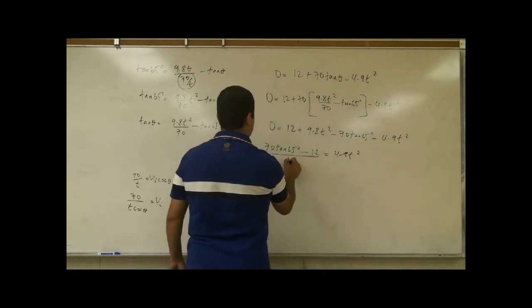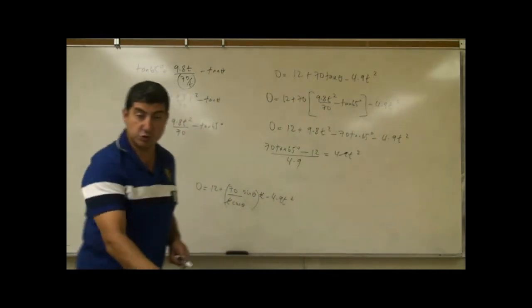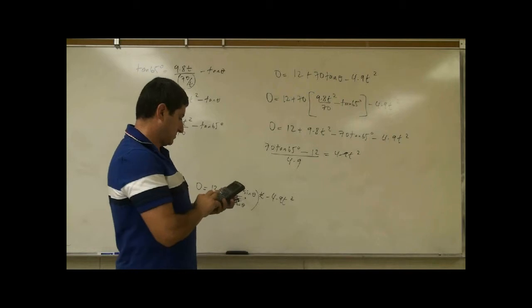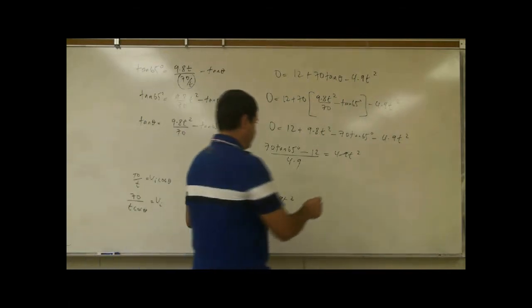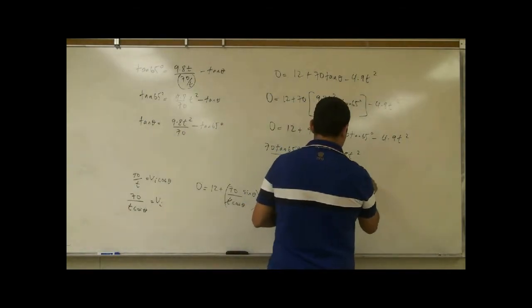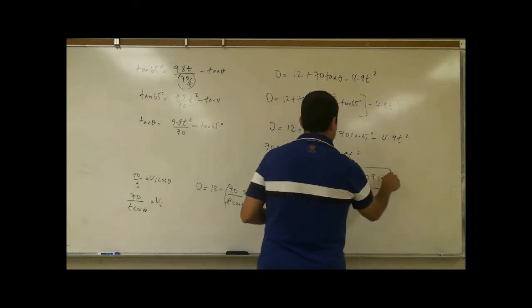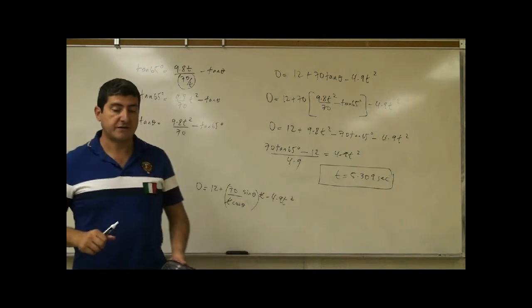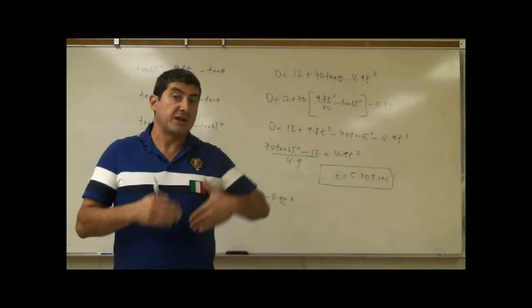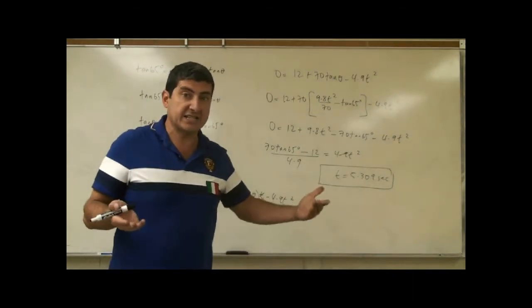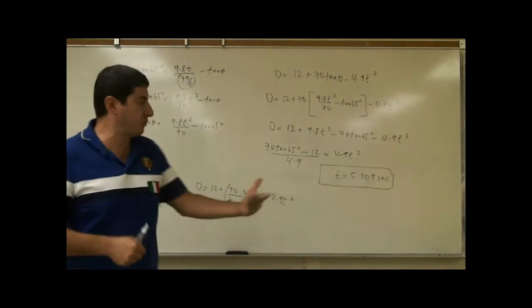We take the 4.9, bring it here, and then we can take the square root of that, right? So that means this trip took 5.309 seconds. Now ultimately we weren't even asking that, but that's the first variable that we found.